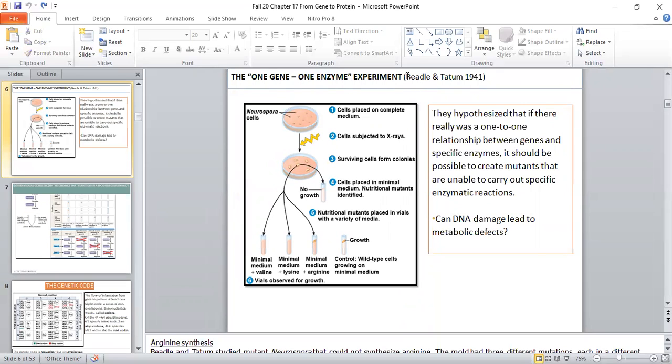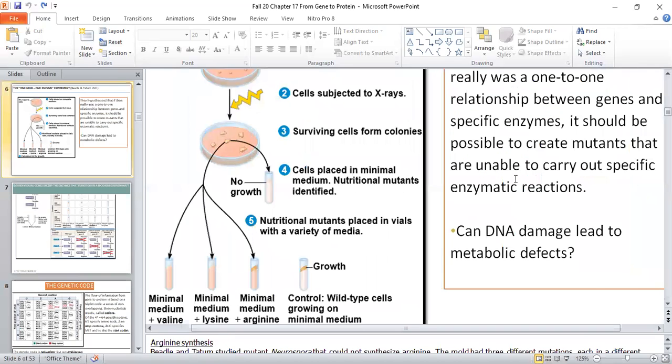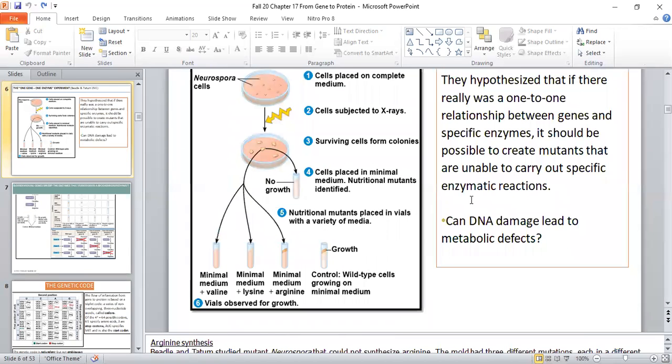Beadle and Tatum are very famous scientists. They wanted to explore one gene, one protein, or one gene, one polypeptide, or one gene, one enzyme. So they conducted the experiment. They took Neurospora cells. Neurospora is a fungus, and I will be annotating it so you will understand.